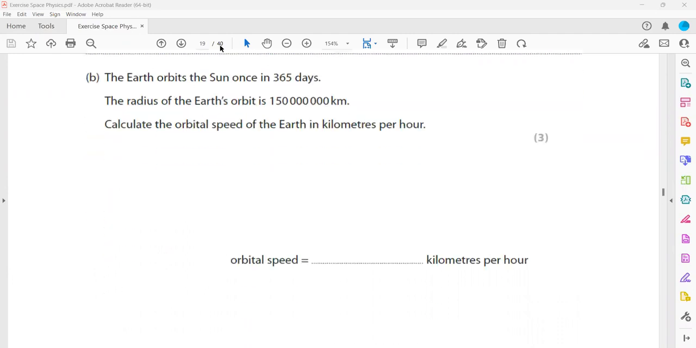The Earth orbits the Sun once in 365 days. So that is the orbital time. The radius of the orbit of the Earth, which is also known as 1 astronomical unit, is 150 times 10 to the power 6 kilometers. We need the answer in kilometers per hour. So distance we don't have to convert, it's already in kilometers, but time we have to convert into hours. So 365 days, I want to convert into hours. So what we'll do? Multiply by 24, so we'll get the total number of hours in 1 year.